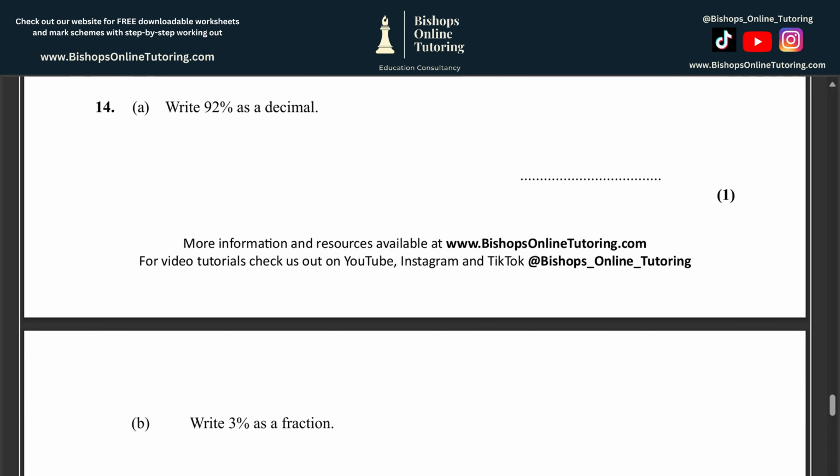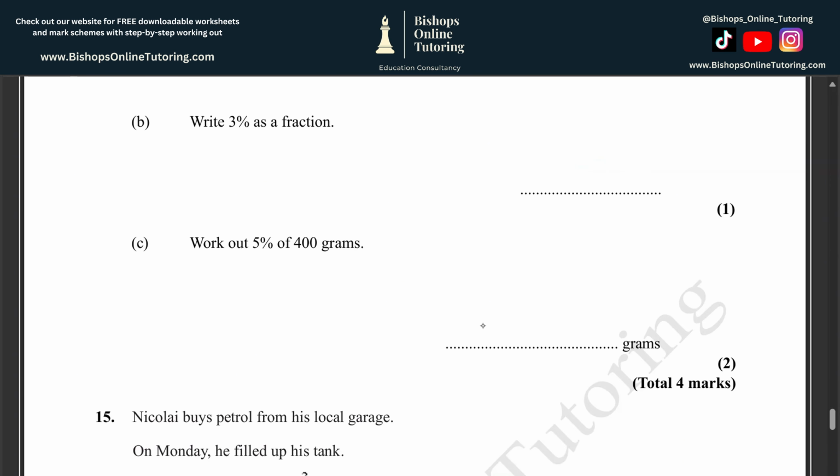Write 92% as a decimal. That's just going to be 0.92. Write 3% as a fraction. That's just going to be 3 over 100.